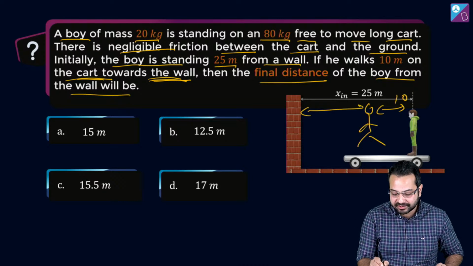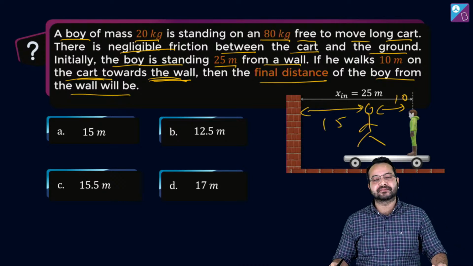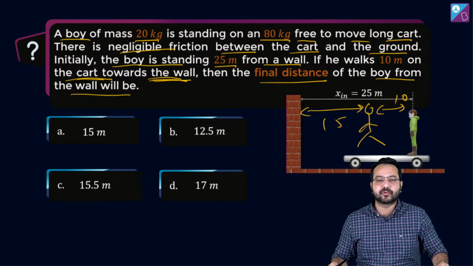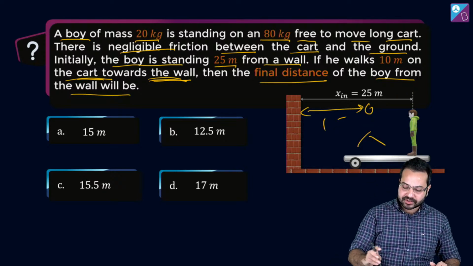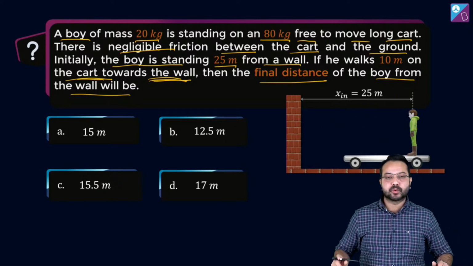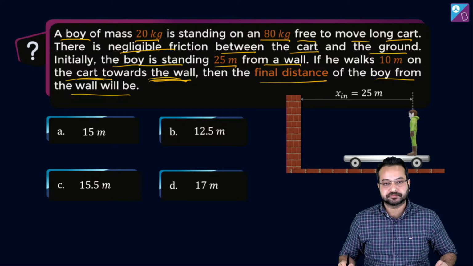Then what will be the distance from the wall? It is going to be 15 meters. Obviously, that is going to be a very dumb question. So what they mean over here is that this is the displacement with respect to the cart.